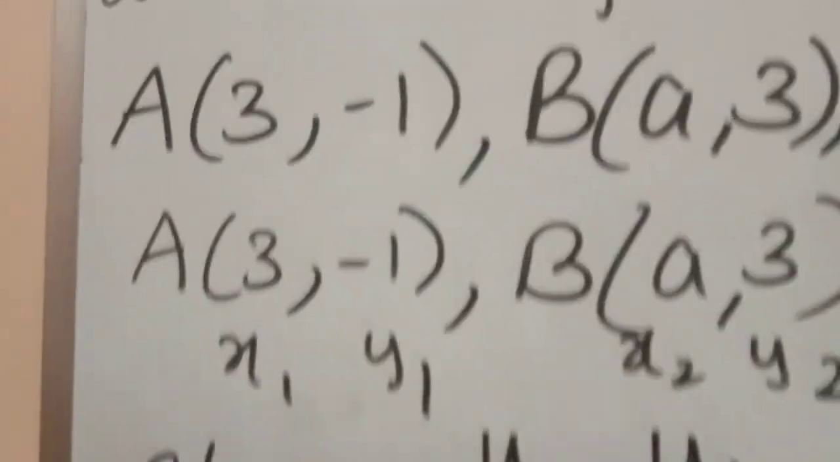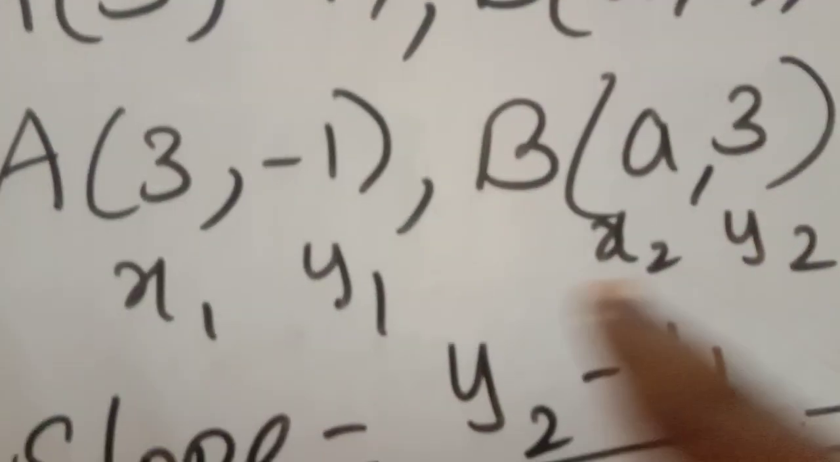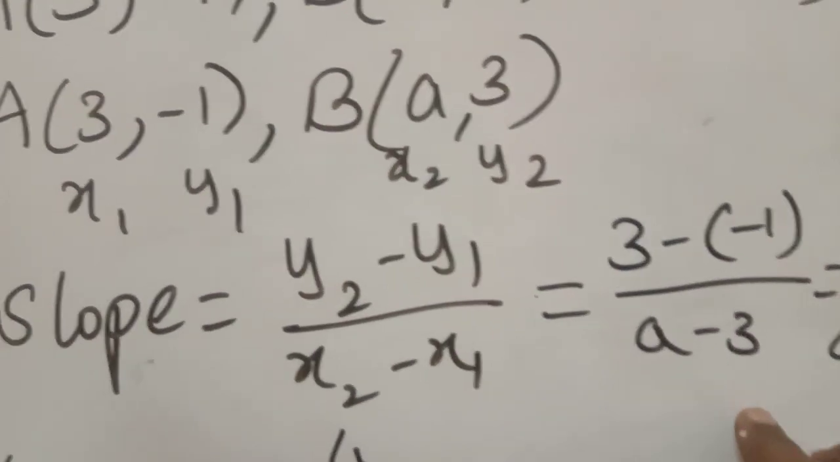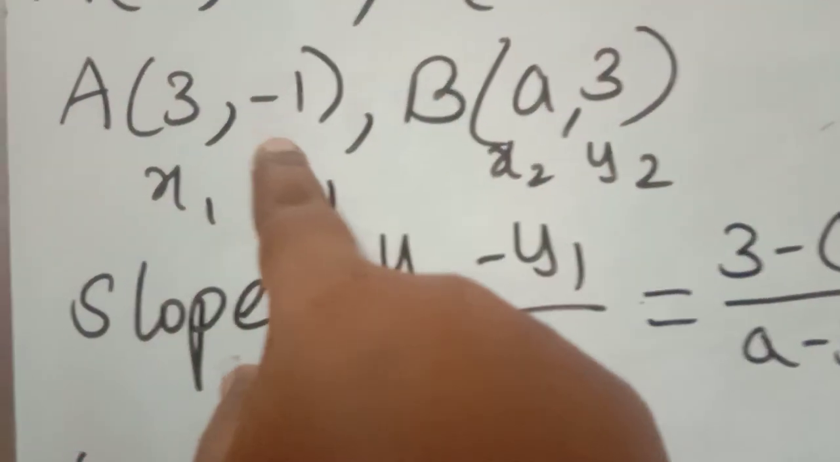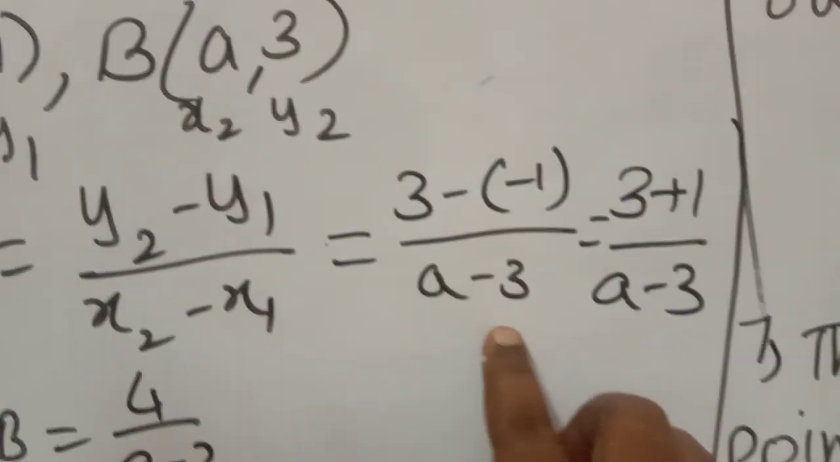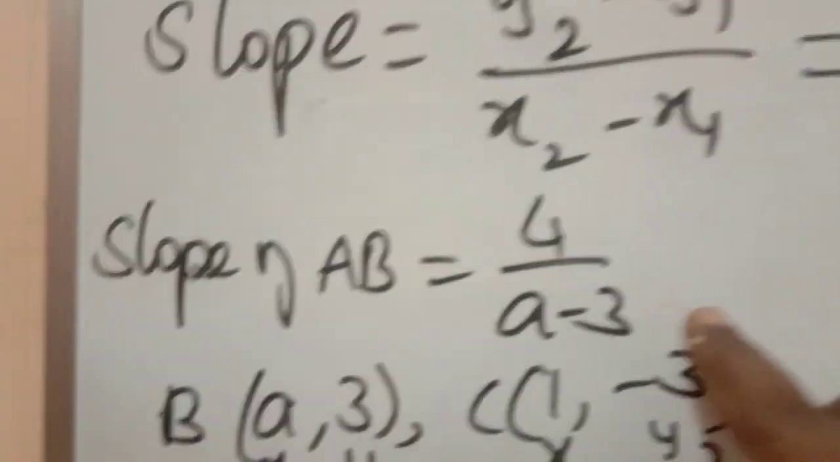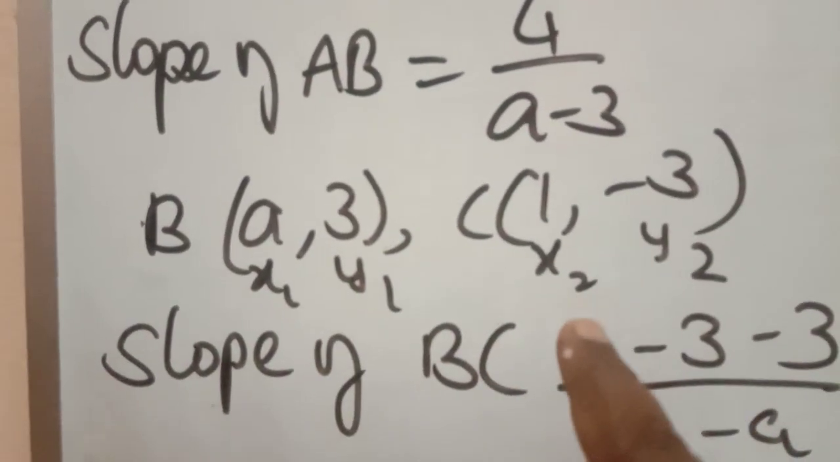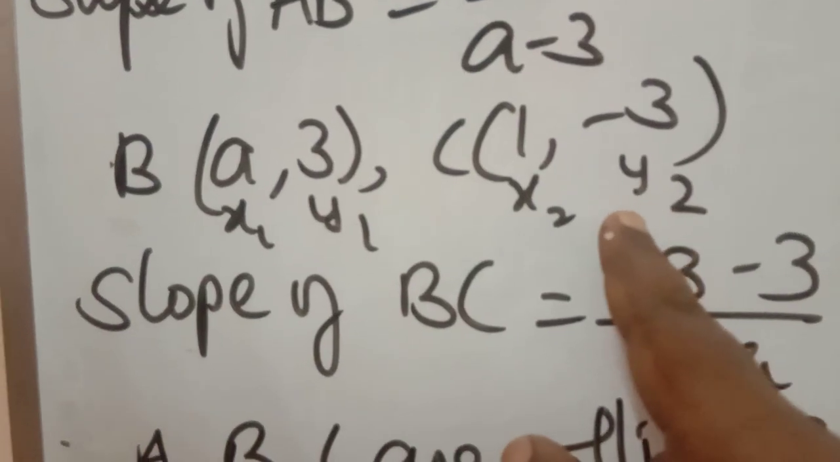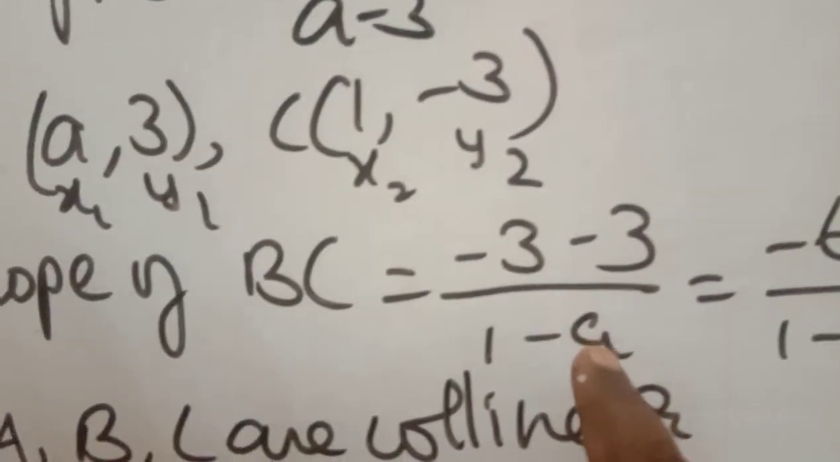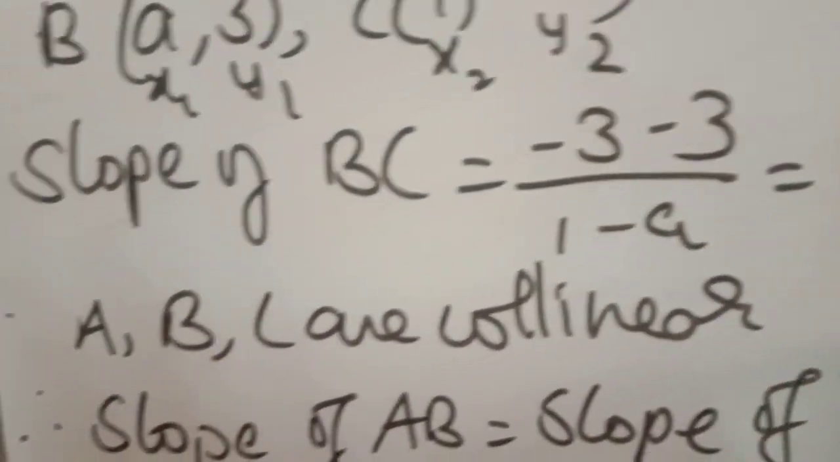So first take the points, consider the points as A, B, C. Take the points A and B, x1, y1, x2, y2. Then write the slope formula and find the slope of AB. So 3 minus of minus 1 by A minus 3. So 3 plus 1, 4 by A minus 3. This is the slope of AB. Next, take the points B and C. Slope of BC: minus 3 by x2 minus x1, 1 minus A. That is minus 6 by 1 minus A.